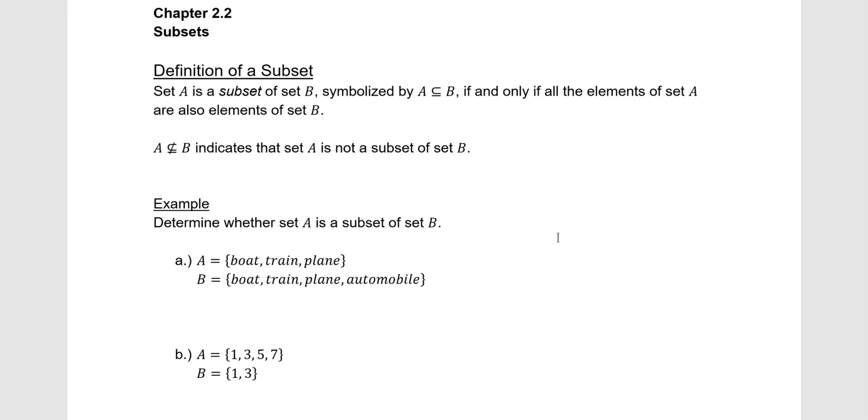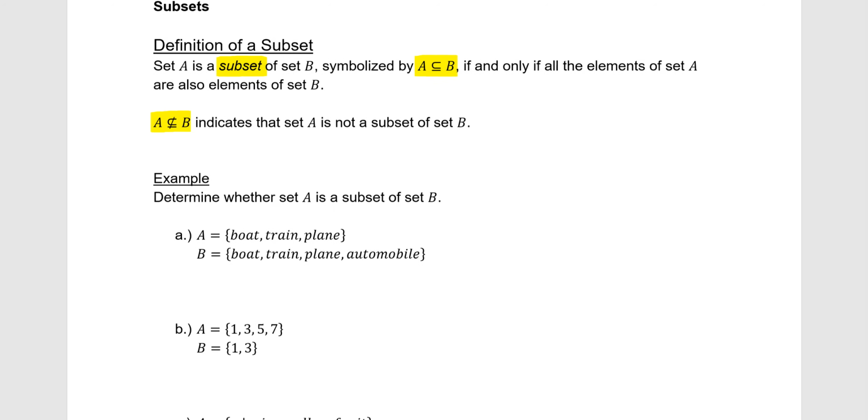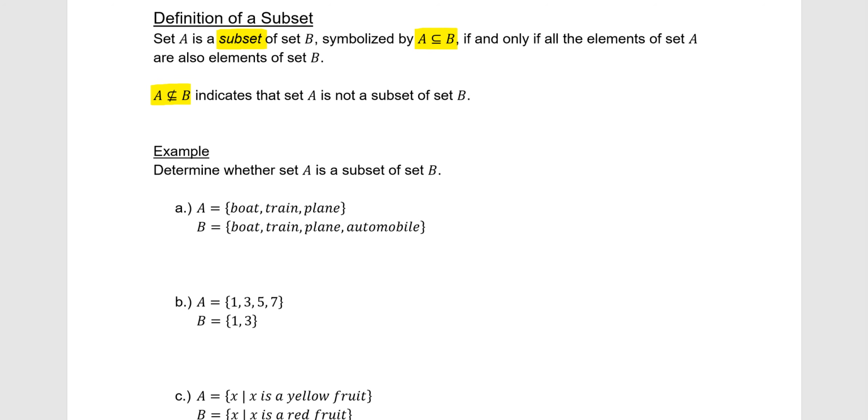In this chapter, we're going to be going over subsets. So for the definition of a subset, we say that set A is a subset of set B, which is going to be symbolized with this symbol right here, if and only if all of the elements of A are also elements of set B. And then we can also use this symbol right here to indicate that set A is not a subset of set B. Okay, let's do a couple examples using this definition.